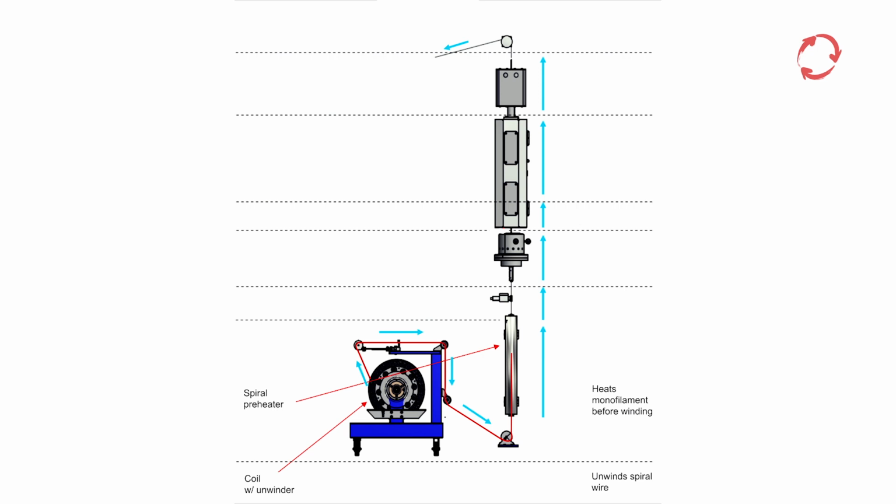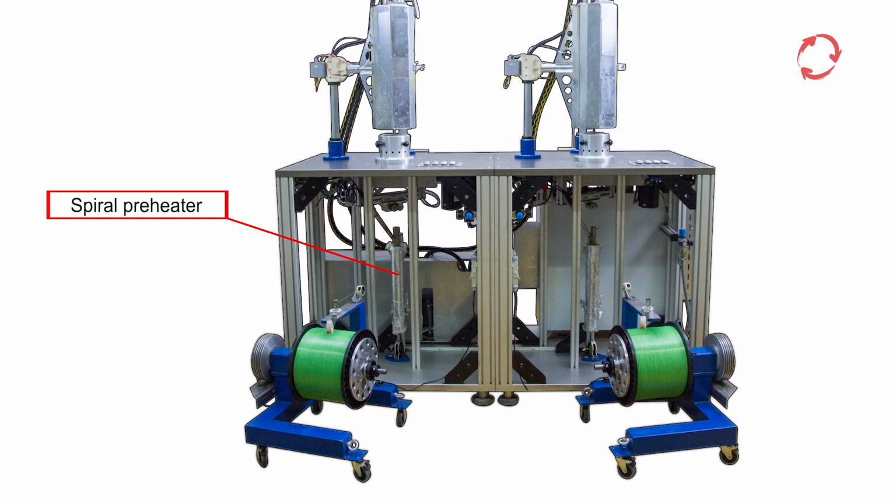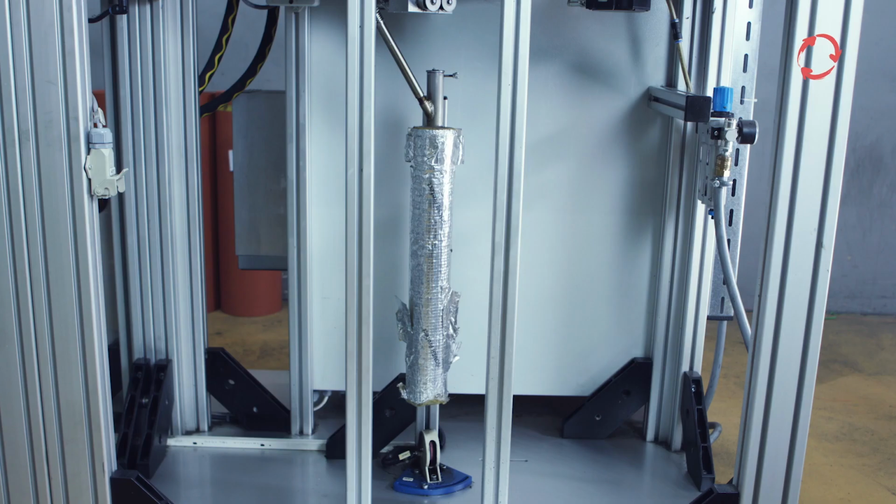The spiral wire is preheated in the spiral preheater. The temperature is set, monitored and controlled using the controls, depending on the material to be processed. After exiting the preheater, the thread continues onto the thread tension sensors.